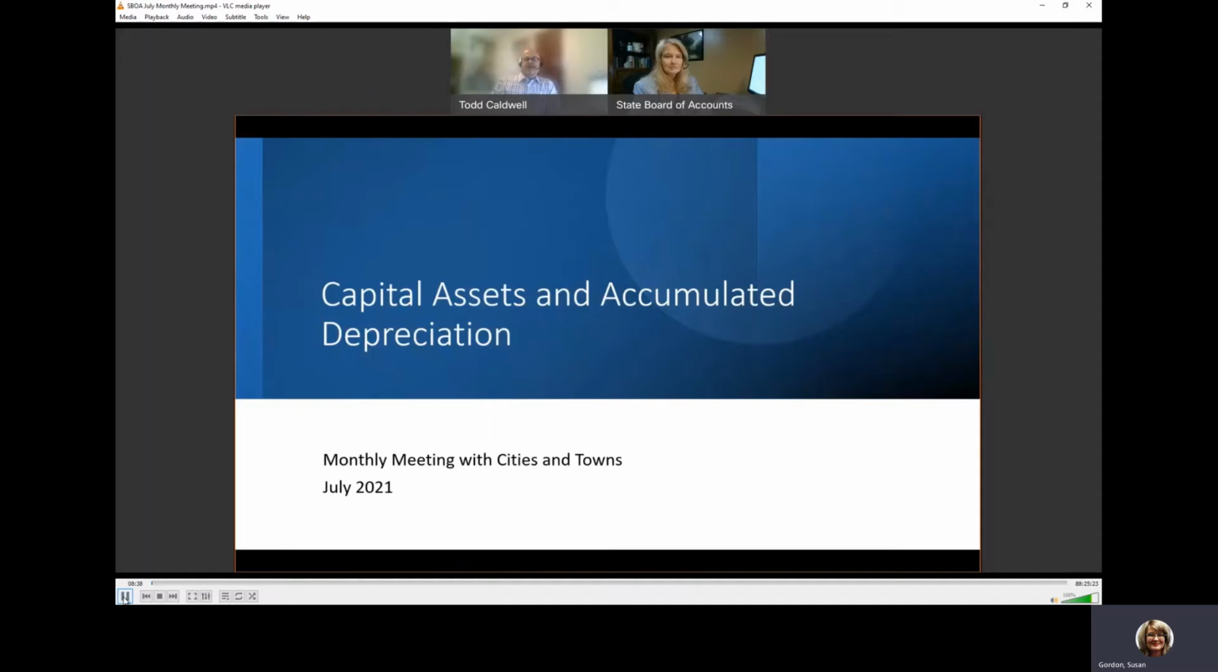So getting into capital assets and accumulated depreciation, we've discussed the changes that have been made to the enhanced annual financial report. Some of those changes have been delayed past the time we had originally expected them to be implemented. We had COVID and some other things come into play that pushed that back. But now, as we move toward our new normal, we are moving ahead with implementing those delayed changes.